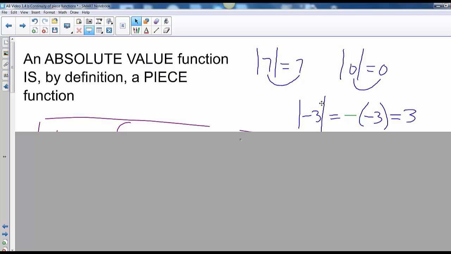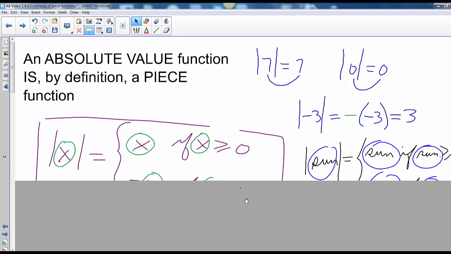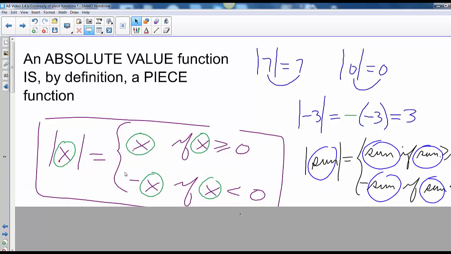However, if you have the absolute value of a negative, if your x inside here is negative, of course your answer is not x, because your answer would be negative 3, which you know is 3. The way to force negative 3 to become positive is to multiply it by negative 1. So this next definition is crucial for what we're about to do in this video.